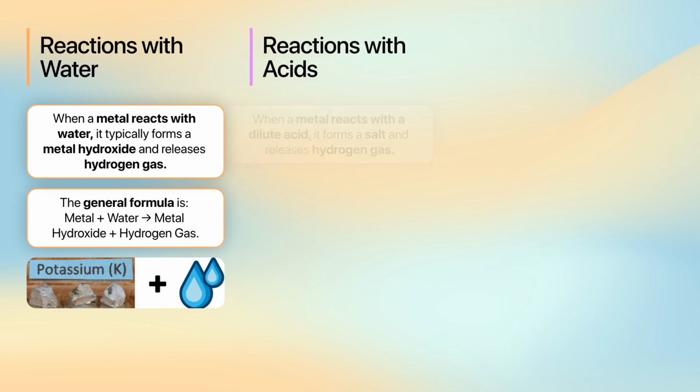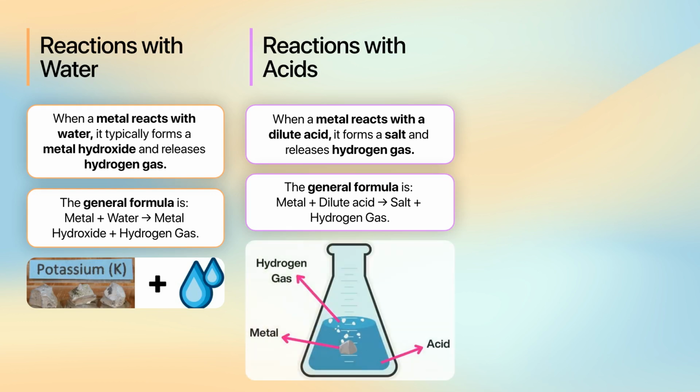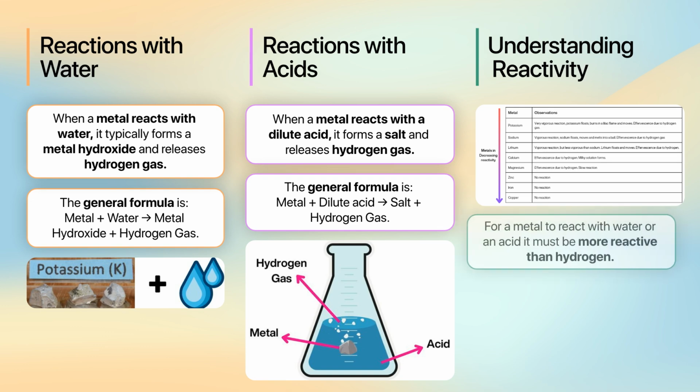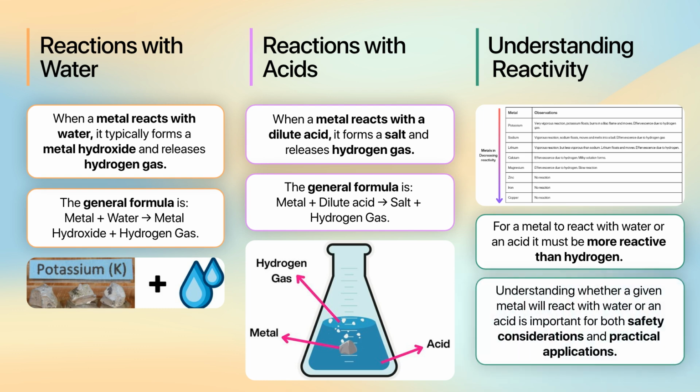Similarly, when metals react with dilute acids, they form salts and hydrogen gas, as shown by the reaction between magnesium and sulfuric acid. We emphasized the importance of the reactivity series, explaining that metals more reactive than hydrogen will easily displace hydrogen from water or acids, resulting in the formation of respective compounds and the release of hydrogen gas. Metals less reactive than hydrogen do not react with water or dilute acids. This knowledge is crucial for safety considerations, such as preventing accidents with highly reactive metals, and for practical applications, such as selecting materials that resist corrosion.